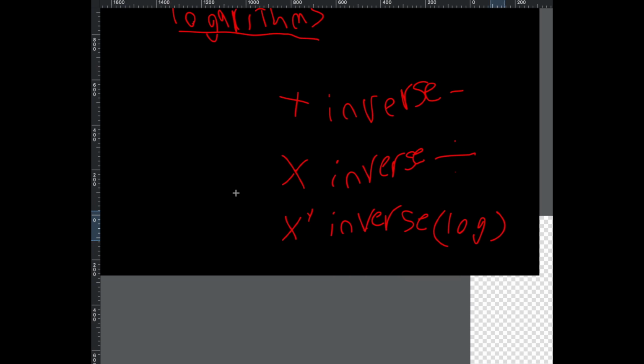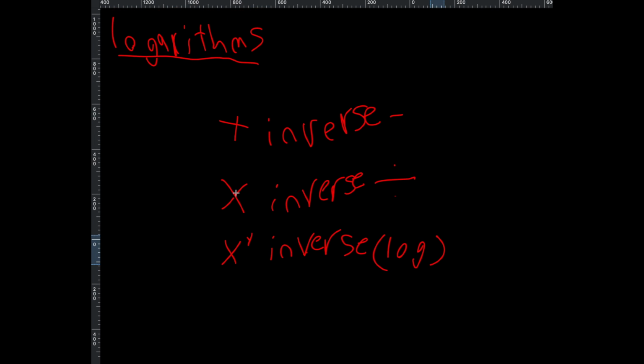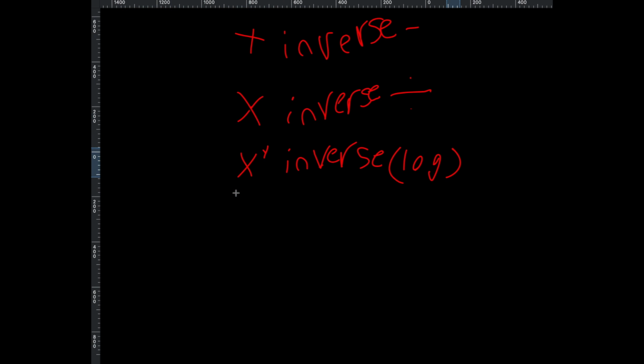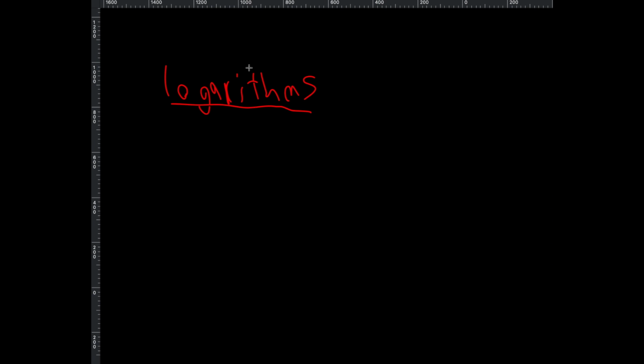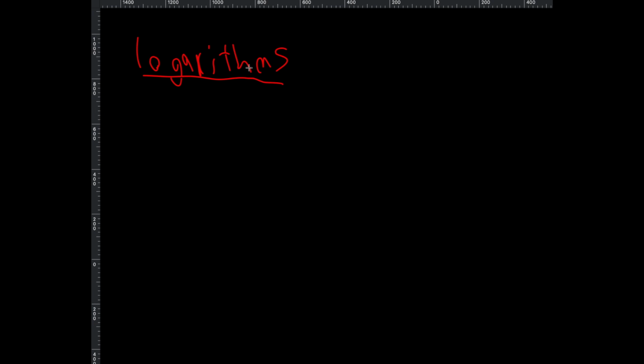Okay, so let's scroll down. We can get rid of all of that too. Most people write logarithms as log for short, so I'm going to write log because that's what you usually do.